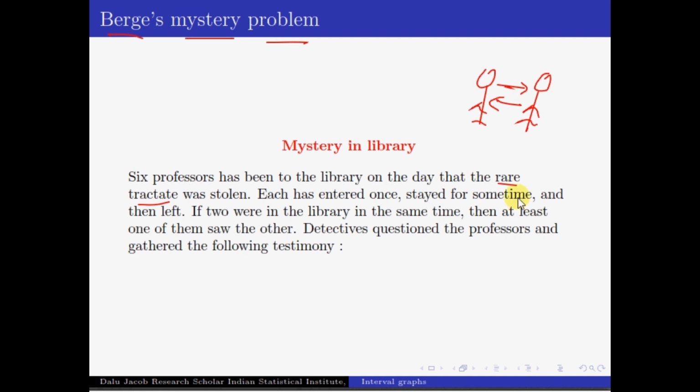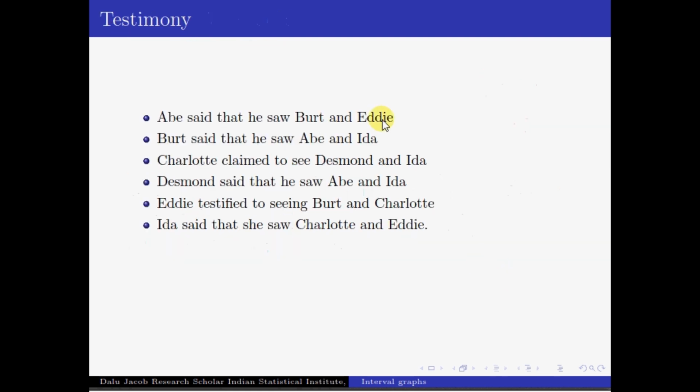Now the detectives came and questioned these professors and gathered the following testimony about who has seen whom. These are the six professors: Abe, Burt, Charlotte, Desmond, Eddie, and Ida. This is the testimony that they have given. Abe has said he has seen Burt and Eddie, Burt has said Abe and Ida, and so on.